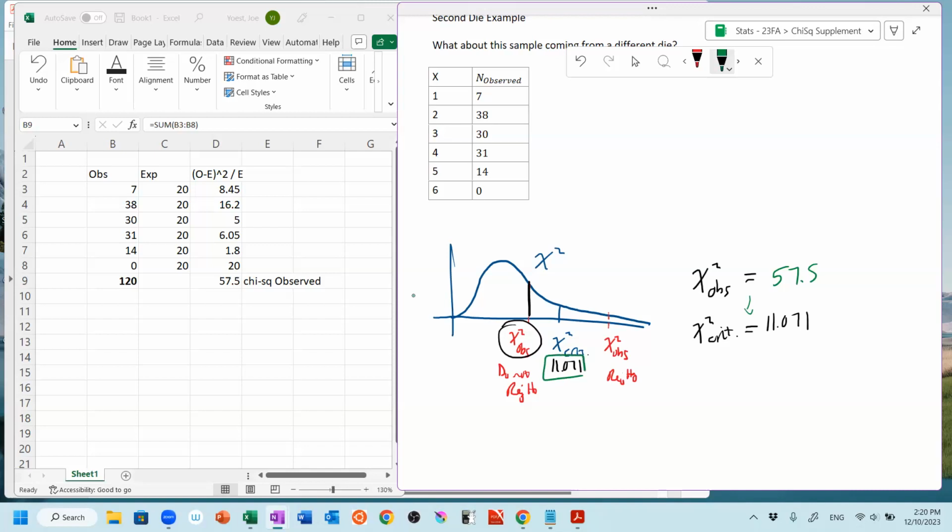But comparing to 11.071, 57.5 is way out to the right. So we say since chi-squared observed is bigger than chi-squared critical, we reject H0. We conclude that the die is unfair, and maybe we want to say shut down this production line and investigate further or recalibrate the machine or something like that.